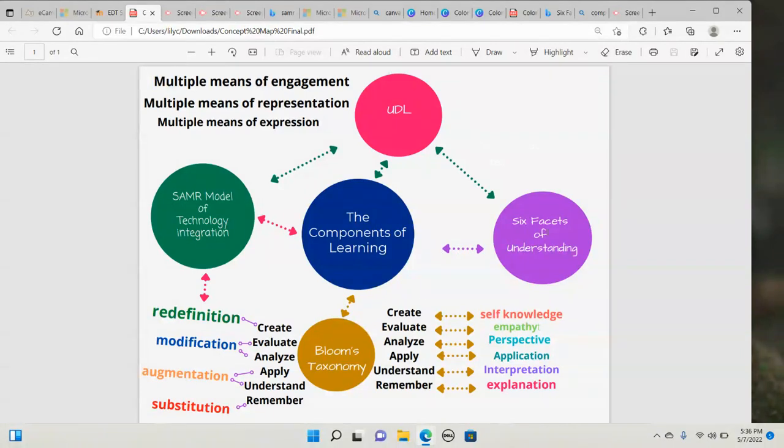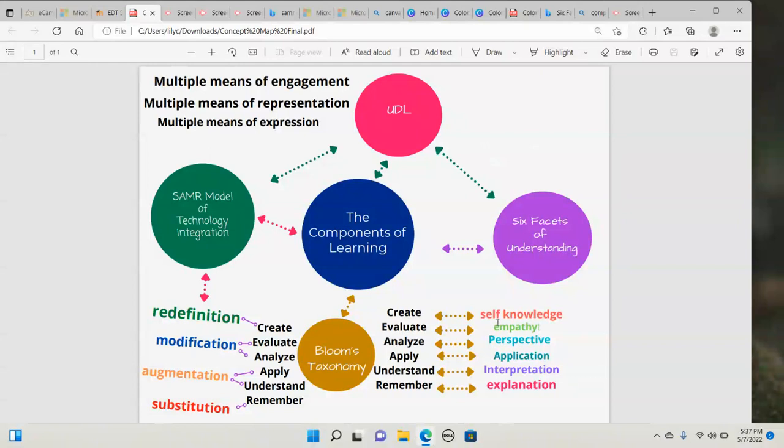But look at how they're linked to the six facets of understanding and Bloom's taxonomy, and how those two things line up with each other. The six facets of understanding here are self-knowledge, empathy, perspective, application, interpretation, and explanation. Although I have them in a list, I don't think they come in any particular order, as opposed to Bloom's taxonomy, which starts from the easiest, remembering, and gets to the more complex skill of creating. And in order to move up, you have to have mastered the one underneath it.